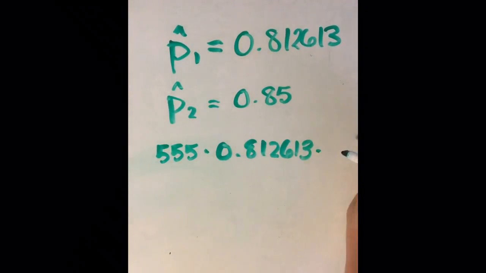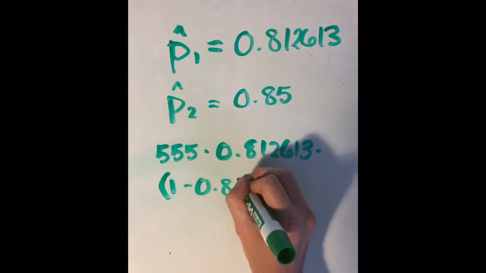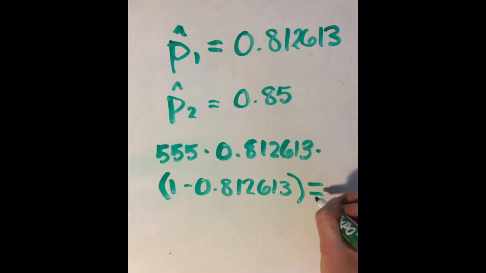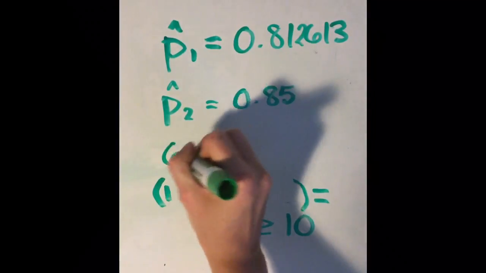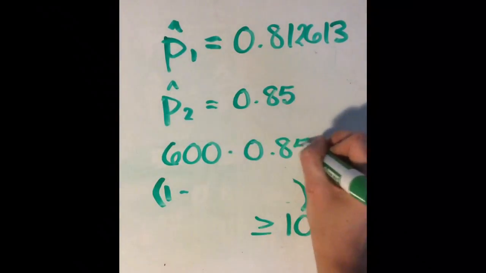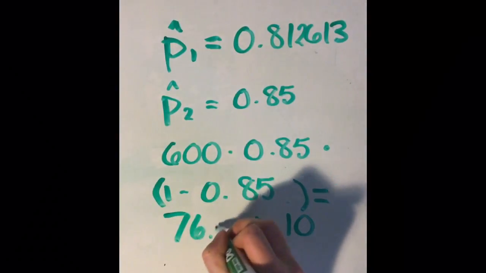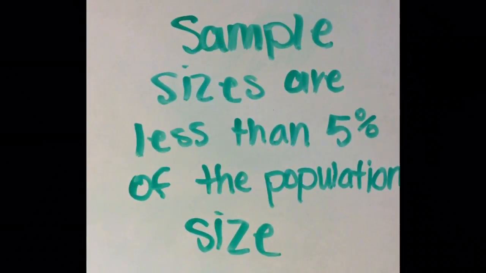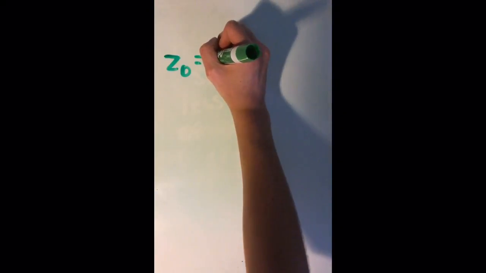Now with those numbers, we can plug them into the equation to see if the number is greater than or equal to 10. For p hat 1 it is 84.511, which is greater than or equal to 10, and for p hat 2 it is 76.5, which is also greater than or equal to 10. And the last requirement is that the sample sizes are less than 5% of the population size. Now that all the requirements are met, we can find the z-value.